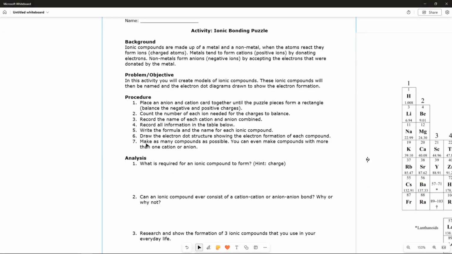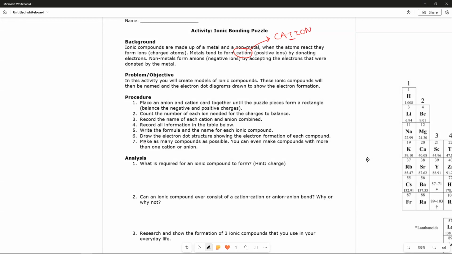Alright, so here we have the ionic bonding puzzle activity, and let's take a look at this. So the background: ionic compounds are made of a metal and a non-metal, and we all know that. When the atoms react, they form ions that are charged. Metals tend to form cations, which are positive. The easiest way to remember this is cations, if you spell it out.